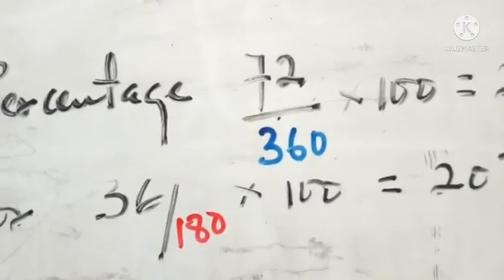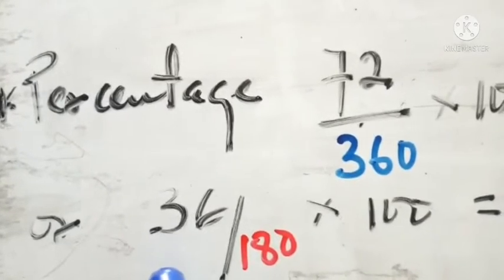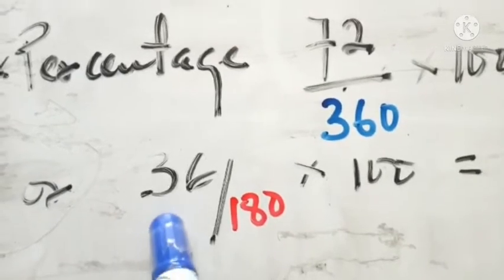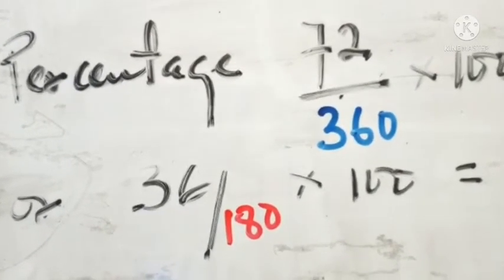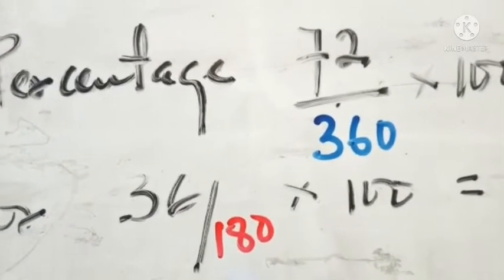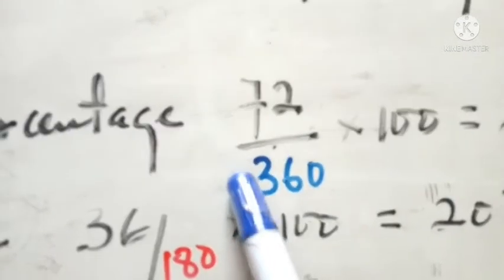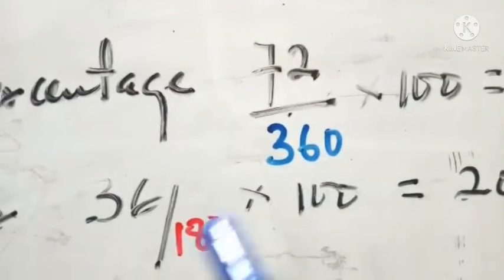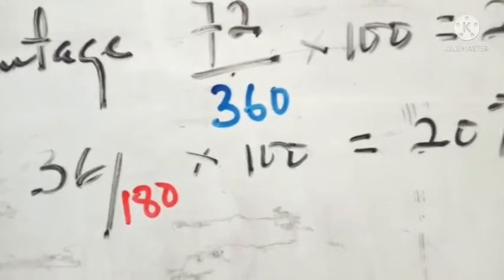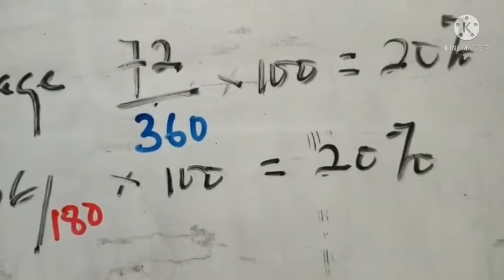Or maybe you can go according to their numbers. How many economy students do you have in the whole distribution? We have 36 economy students. How many students do you have in all? We have 180 students. Is that okay? So students over students, and pizza portion over the total pizza. Pizza portion over the total pizza times 100, or students over the total number of students times 100. There are two ways, and both give you the same answer. This is how simple you solve this type of problem under pie chart.